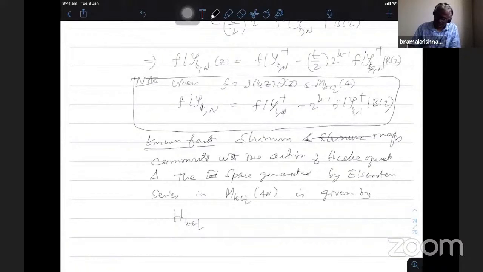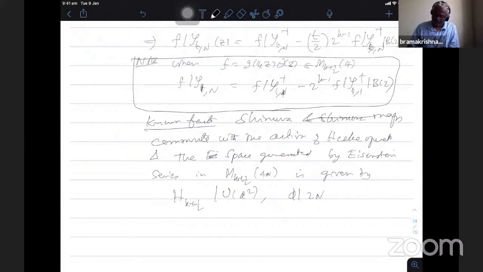Then I apply the U operator where d divides 2n. So if I take all of them, they are really independent, and it is exactly the codimension in the particular space. Therefore the whole space, the Eisenstein series space, is written in terms of the Cohen Eisenstein series. Therefore, if I know the image of this H_k plus half, I know it.